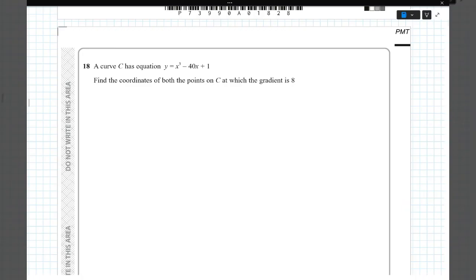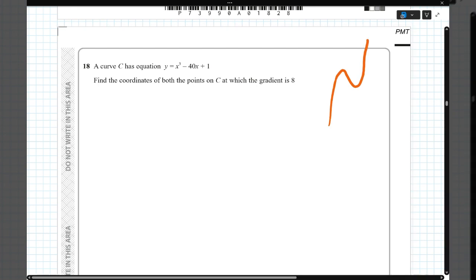So question number 18, a curve C has equation y equals x cubed, take away 40x plus 1. Find the coordinates of both the points on C at which the gradient is 8. So we'll have a graph. We'll have a couple of turning points, and at some point the gradient will be 8 on both of them. So we need to differentiate.